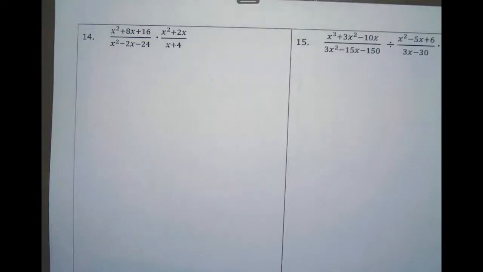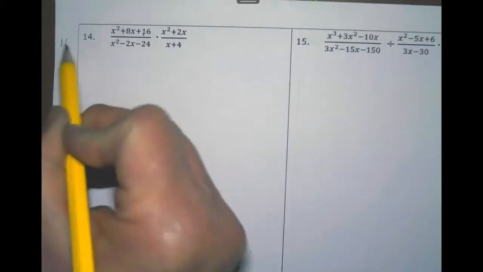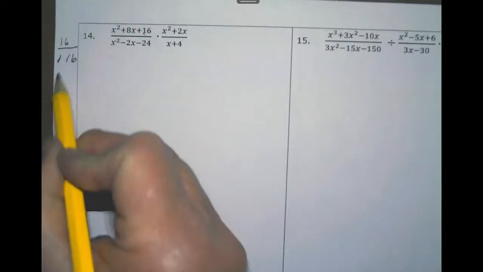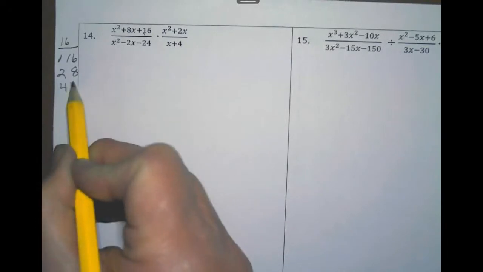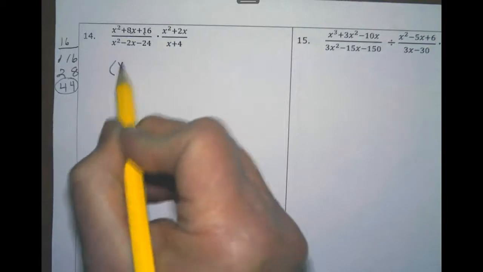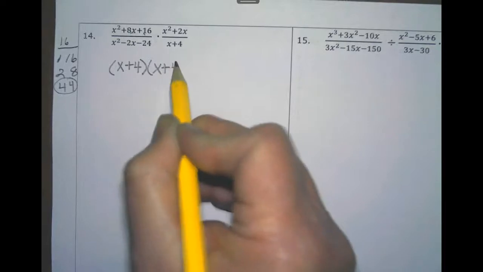Problem number 14 is a multiplication problem. For a multiplication problem, I do not need to find a common denominator. I need to factor first. The factors of 16 are 1 and 16, 2 times 8, and 4 times 4. Since everything is positive here, I'm going to use the 4 and the other 4.